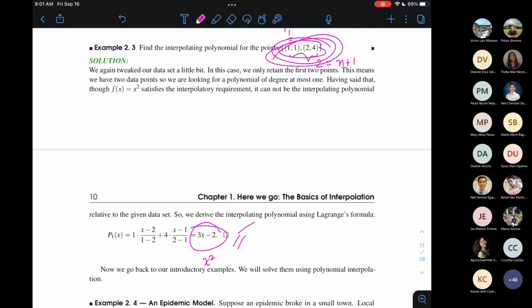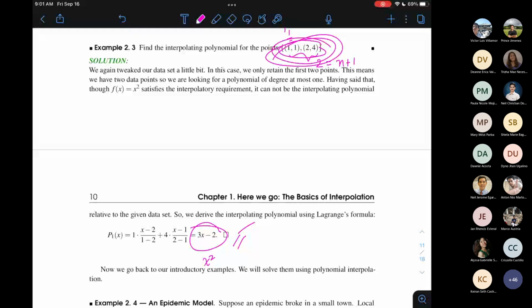Kasi nga, sinasabi ng algebraic interpolating polynomial, by definition, unique daw siya. Ang AIP, dinefine natin na ang degree niya ay hindi lalampas dun sa number of points minus 1. Right? Kung meron kang n data points, hindi siya lalampas dapat ng degree n. Alright, thank you. That's perfect.